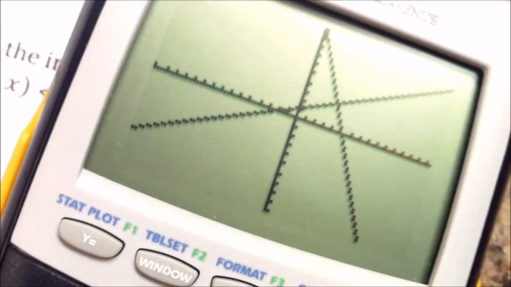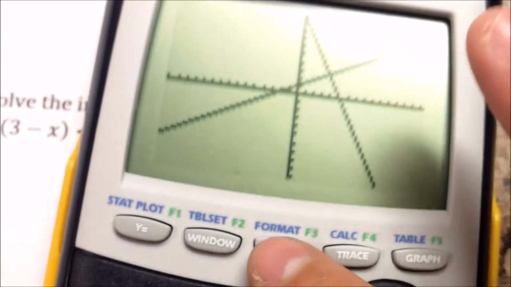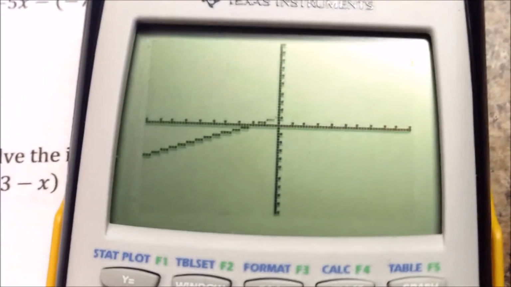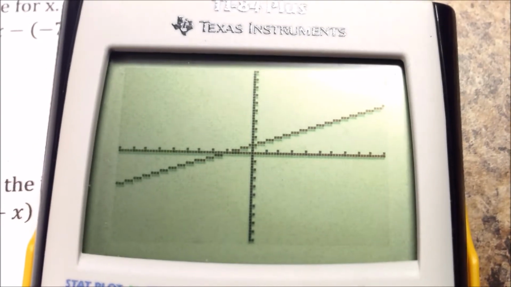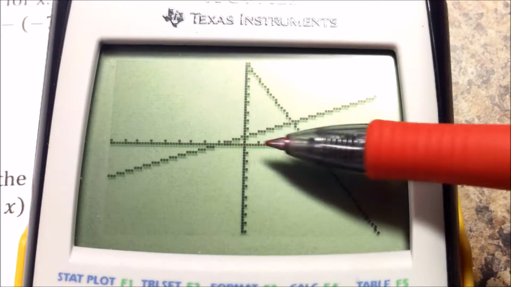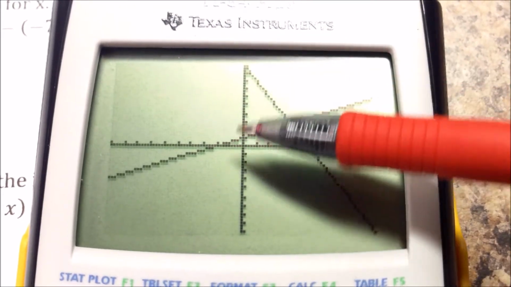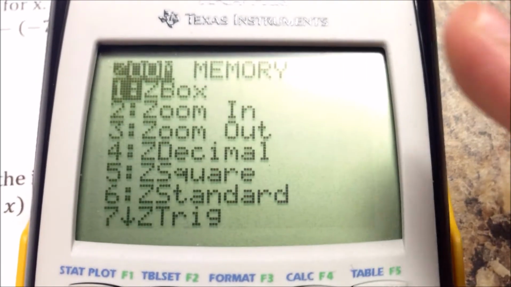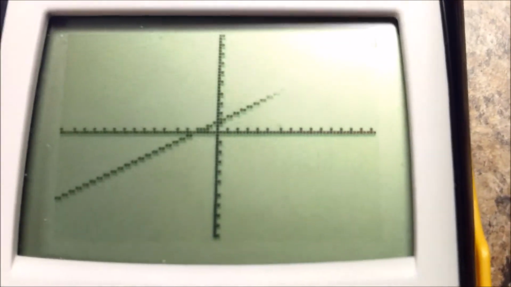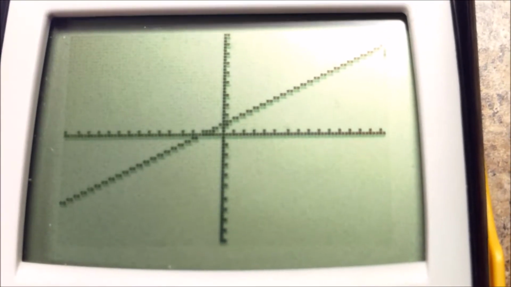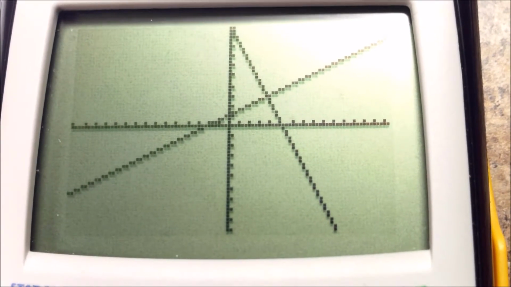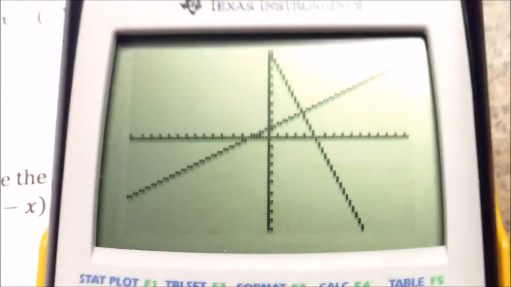It's the same equation, all I did was change the zoom. So I'm going to go back to zoom standard, which is the way you normally see it. And the reason it looks like that is because here the tick marks are wider and here the tick marks are smaller. So when I click on zoom square 5, it makes the tick marks look identical, the same width, and that's why you're able to see the 90-degree angle.